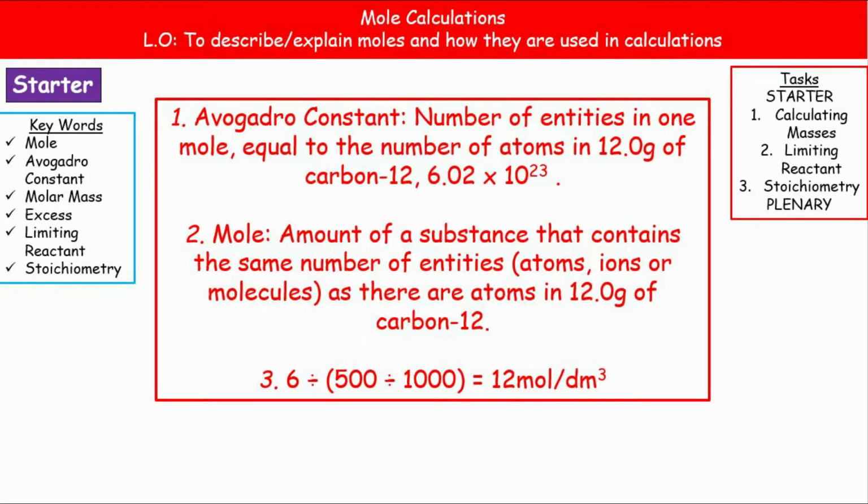Let's mark those answers. So for question 1, the Avogadro constant is the number of entities in 1 mole, which is equal to the number of atoms in 12 grams of carbon-12, which is 6.02 times 10 to the power 23. So 1 mark if you got the number, 1 mark if you got the definition. Question 2, a mole is an amount of a substance that contains the same number of entities as there are atoms in 12 grams of carbon-12, 1 mark for the whole definition. And then for number 3, it would be 6 divided by 500 divided by 1000, which is 12 moles per decimeter cubed. So 1 mark for that. Totals out of 4.